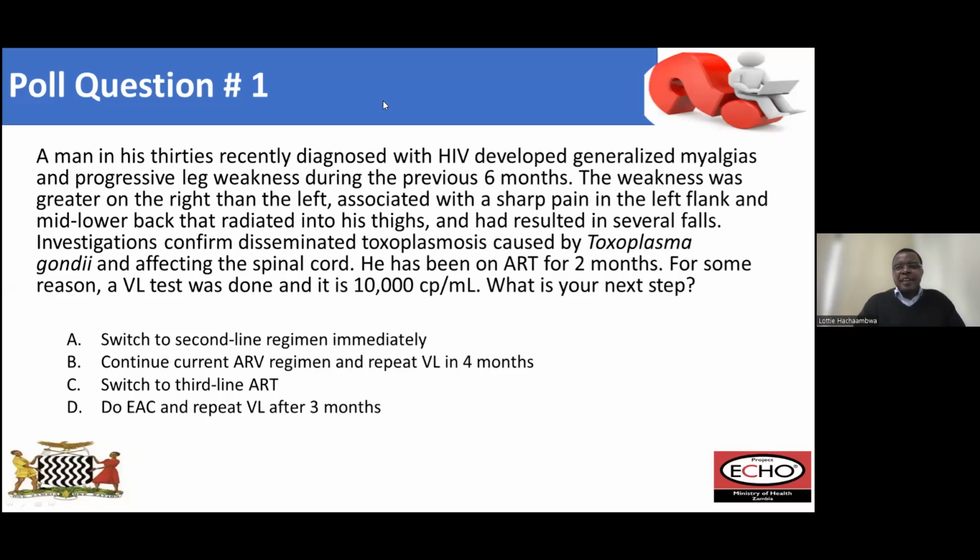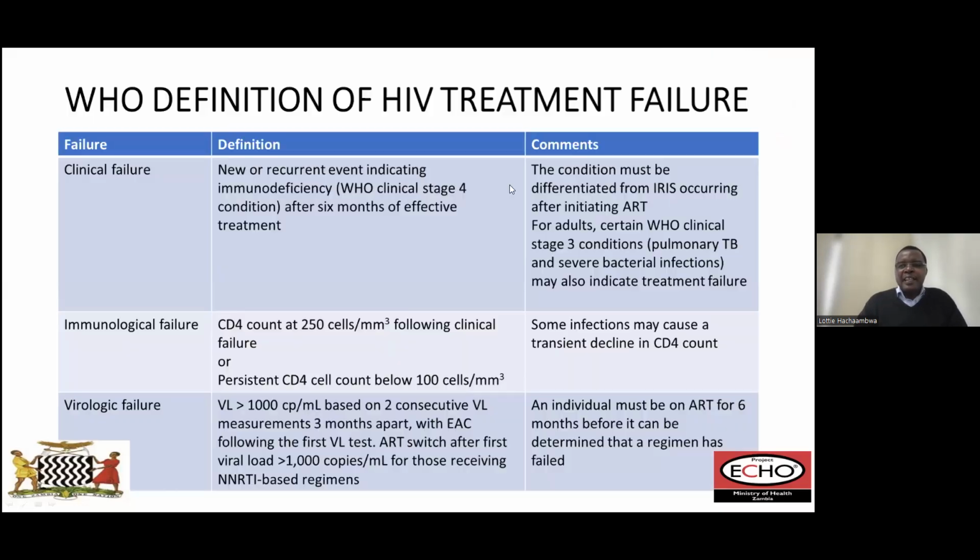Interesting results. I hope people are not thrown off by the exotic scenario. It could have been any other OI, but I happen to pick one that's a little unusual, just to let you know that toxo can also affect other parts of the body. So let's go through the WHO definitions of treatment failure.